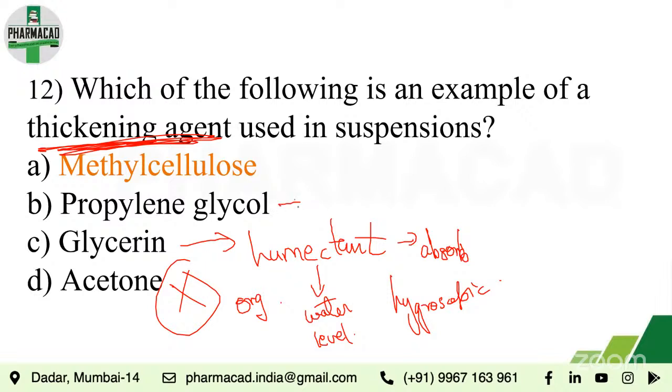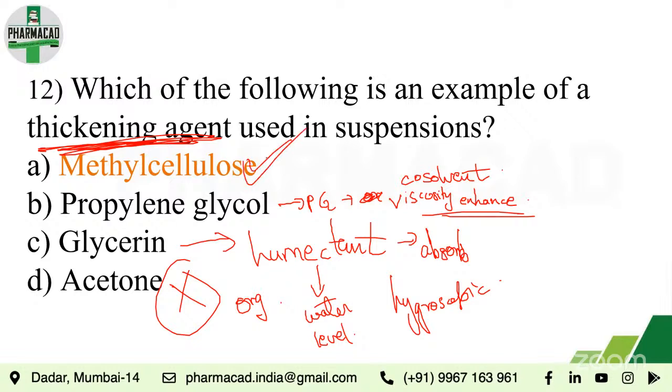Propylene glycol, which is PG, is also organic in nature. It's not an organic solvent, but it's not used as much as a thickener as methyl cellulose is. Adding propylene glycol will increase the viscosity, and it's also used as a co-solvent, but it won't thicken up your system. Methyl cellulose is used a lot to thicken up the entire system, in comparison to propylene glycol. Clear, everyone?